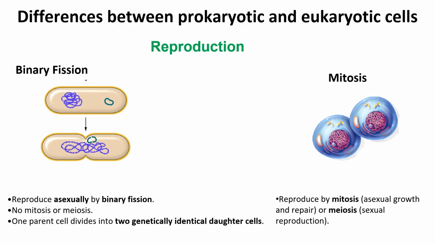Prokaryotic cells reproduce asexually by a process called binary fission. Here, one parent cell divides into two genetically identical daughter cells. There is no mitosis or meiosis in prokaryotic cells. When it comes to eukaryotic cells, they reproduce asexually by a process called mitosis and sexually by a process called meiosis.